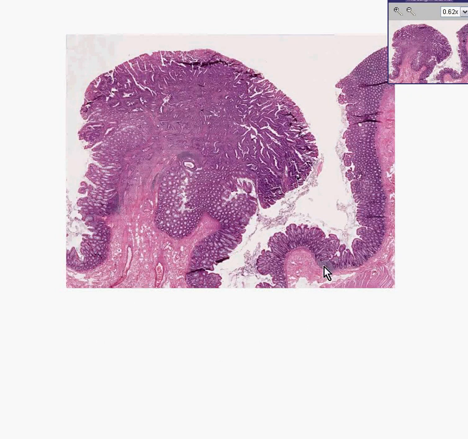Here is another colon tumor. Notice here is a normal mucosa. Here is a normal submucosa. Here is a normal mucosa traversing over a little submucosal hump.